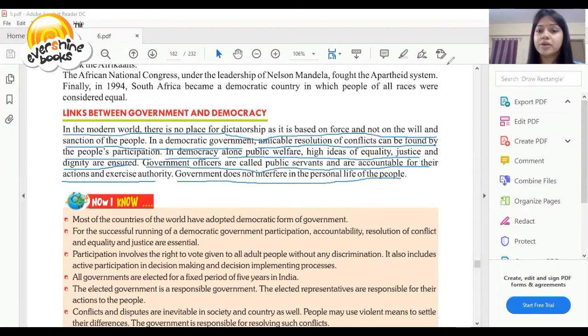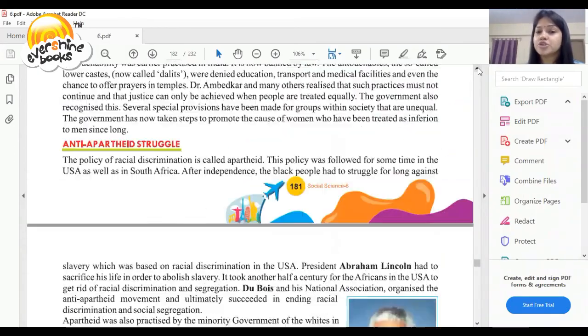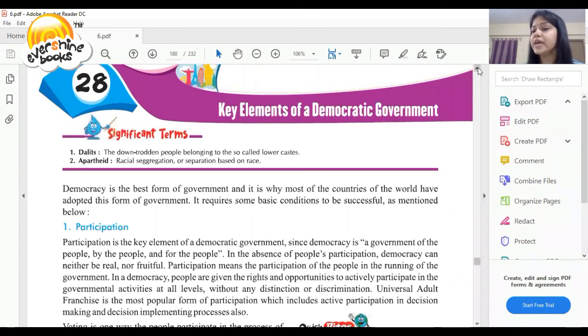Dear student, so this is the end of the chapter. This is all about the 28th chapter of social science, which is named Key Elements of a Democratic Government. Dear student, we will study the next chapter in our next class.